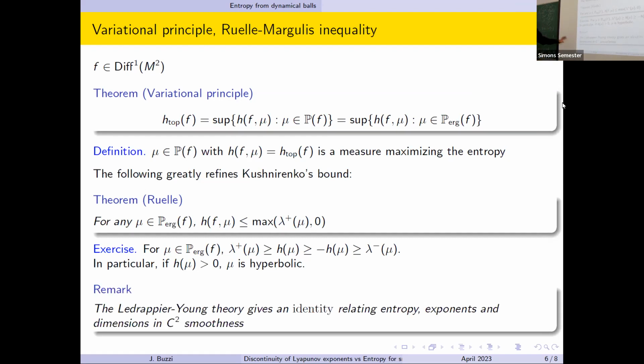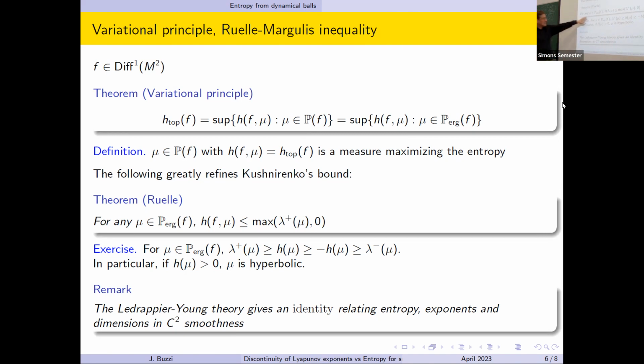Okay, so something we won't use, but which is very interesting and which really completes the picture in my mind, is that we have this upper bound. Well, actually, Ledrappier-Young theory, in fact, Young theory for surfaces would suffice, gives you an identity. It's not only that you are bounded by the exponent, but you can really write the entropy as a sum of products of exponents and dimensions. Okay, so this is not the subject today. It's a little bit softer even just to write out, but let's say culturally it is important.